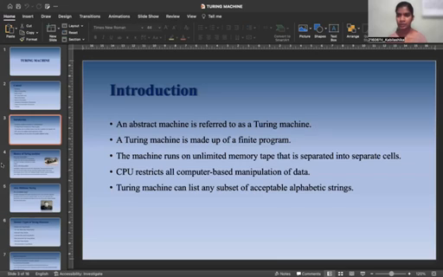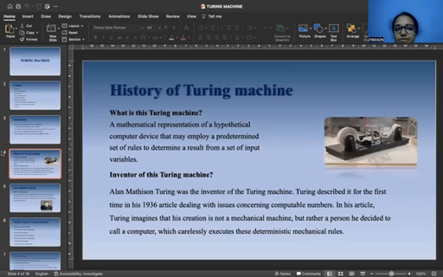Let me hand over to Ms. Janani. Thank you, Kabilashika. So what is this Turing machine? A mathematical representation of a hypothetical computer device that may employ a predetermined set of rules to determine a result from a set of input variables.